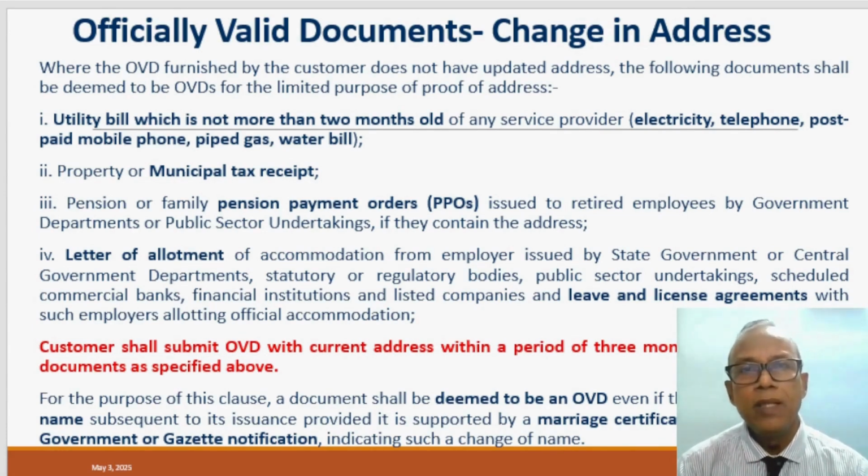The customer must submit an OVD with the updated current address within 3 months. Name changes, if any, in OVDs must be supported by marriage certificates or gazette notifications.